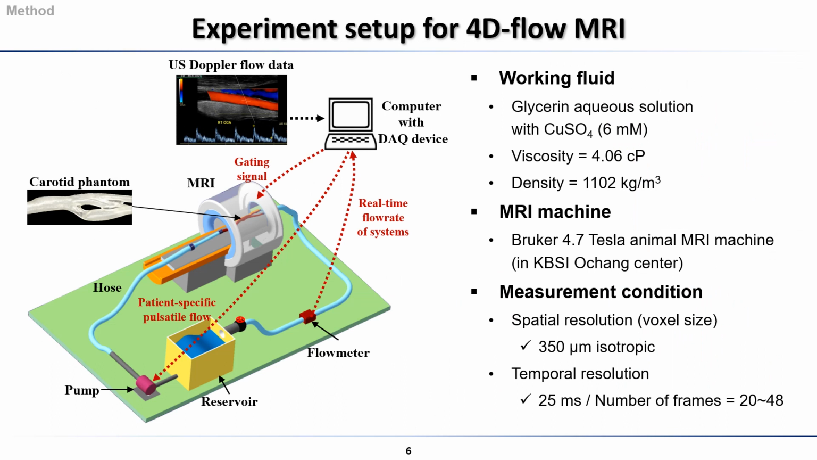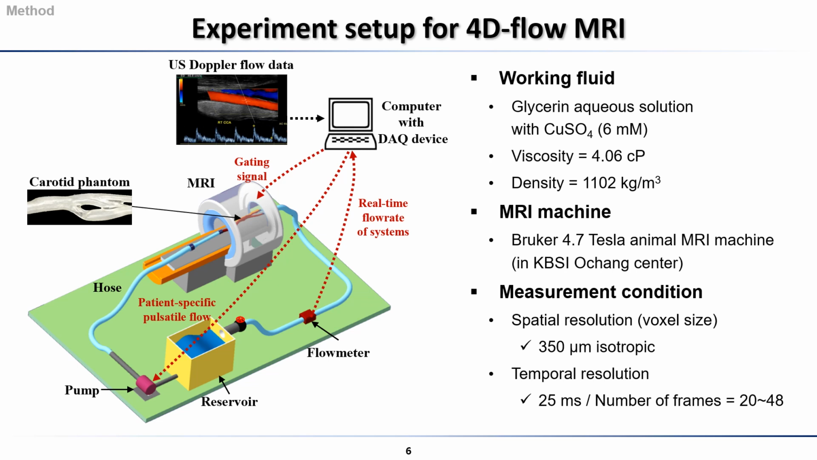Next, an experimental device was constructed using a real-time controlled pump and flow meters. And actual physiological flow conditions were implemented based on the ultrasound Doppler obtained from each patient. As the working fluid, an aqueous solution of glycerin was used to mimic the viscosity of blood, and a small amount of copper sulfate was included in the working fluid to enhance the MRI signal.